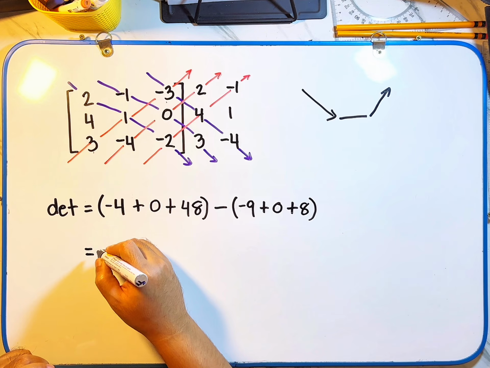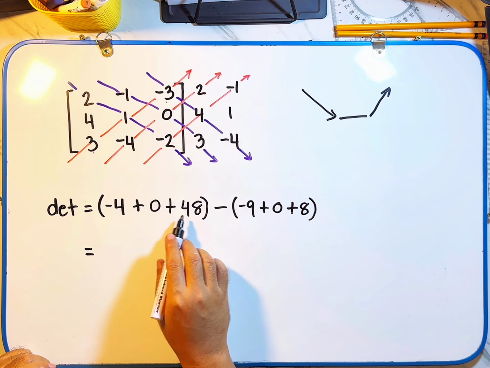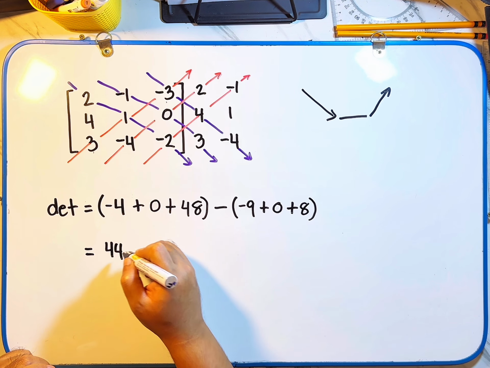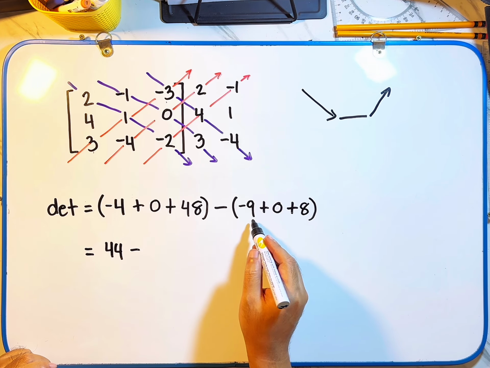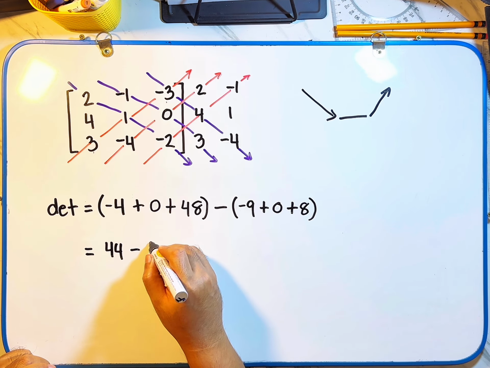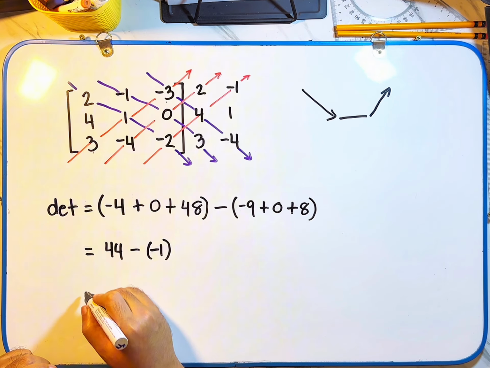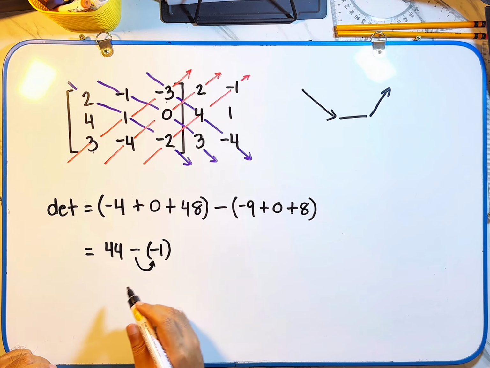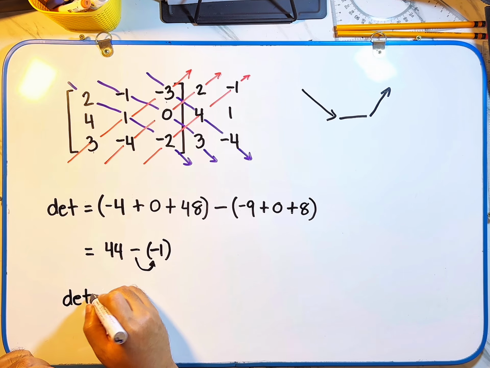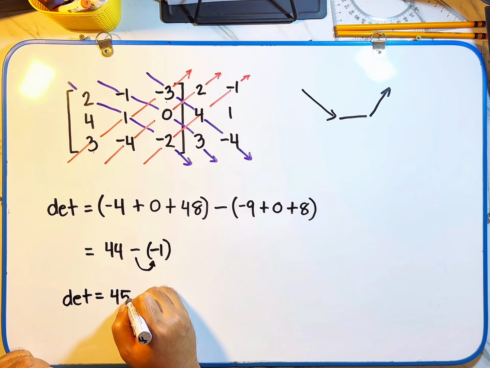Let's simplify. Negative 4 plus 0 plus 48, that's 44, minus negative 9 plus 8, that's negative 1. And finally, 44 plus 1, that's 45. Therefore, the determinant is 45.